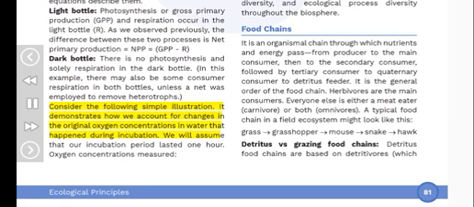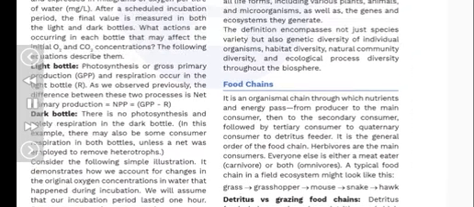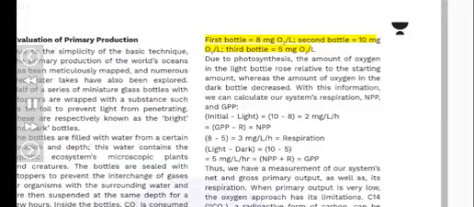Consider the following simple illustration, which demonstrates how we account for changes in the original oxygen concentrations in water that happened during incubation. We will assume that our incubation period lasted 1 hour. Oxygen concentrations measured: the initial bottle equals 8 mg O2/L, the light bottle equals 10 mg O2/L, and the dark bottle equals 5 mg O2/L. Due to photosynthesis, the amount of oxygen in the light bottle rose relative to the starting amount, whereas the amount of oxygen in the dark bottle decreased. With this information, we can calculate our system's respiration, NPP, and GPP.